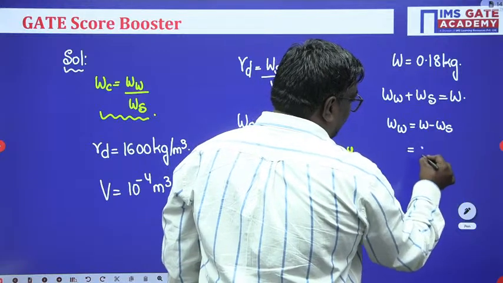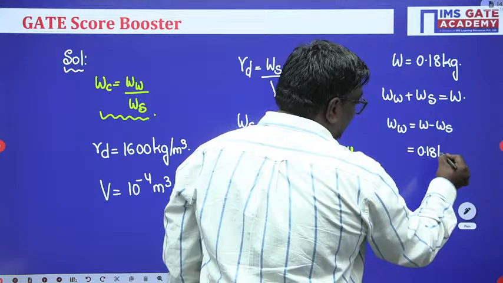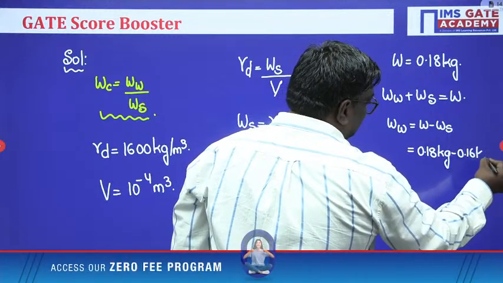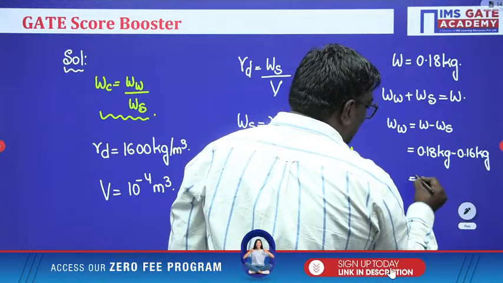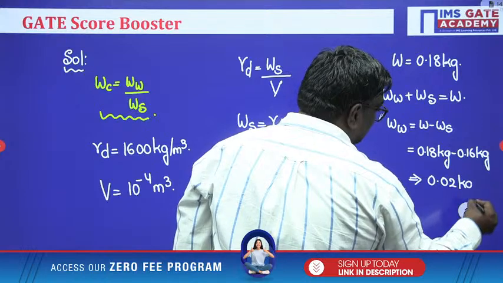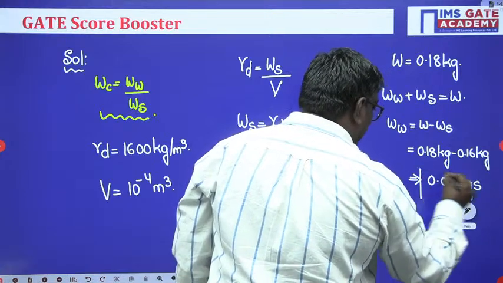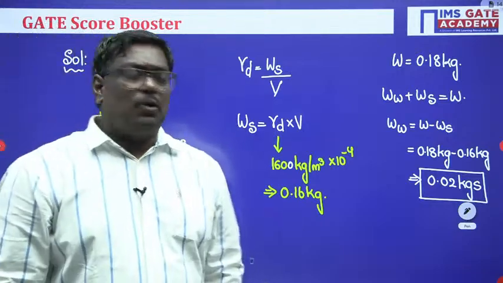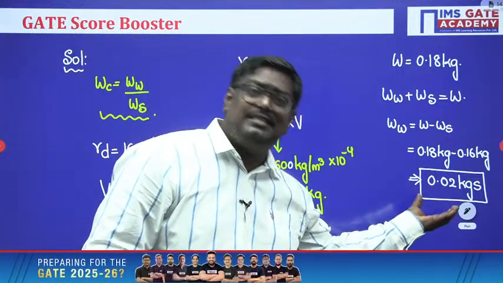What is total weight here? 0.18 kg minus 0.16 kg. So this value will be equal to 0.02 kgs. What, sir? This value will be equal to how much? 0.02 kgs. So what is the weight of water, my dear students?